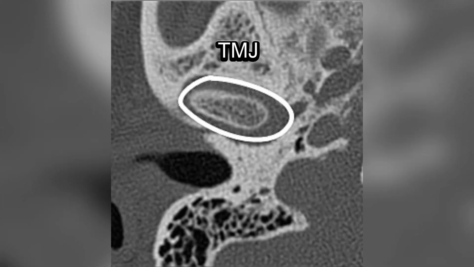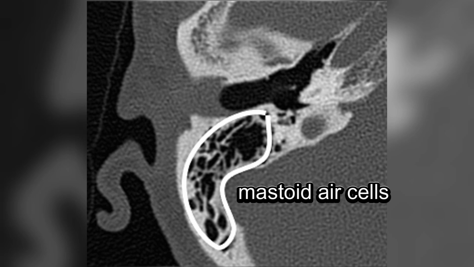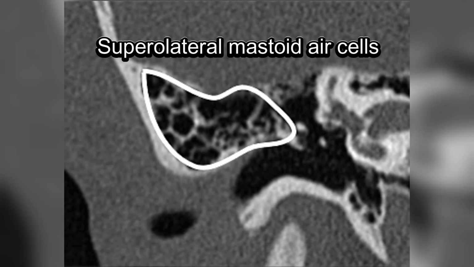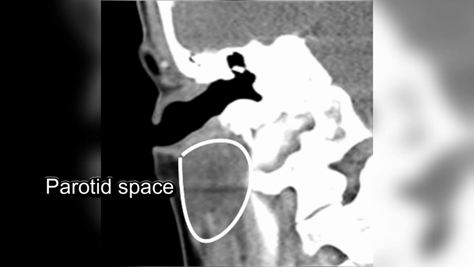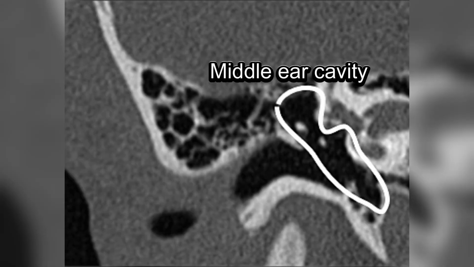The external auditory canal has key anatomical relationships. Anteriorly, it is related to the tympanosquamous and petrotympanic fissures, as well as the temporomandibular joint. Posteriorly, it is bordered by the mastoid air cells. Superiorly, it relates to the superolateral mastoid air cells. Inferiorly, to the parotid space, and medially, to the middle ear cavity.